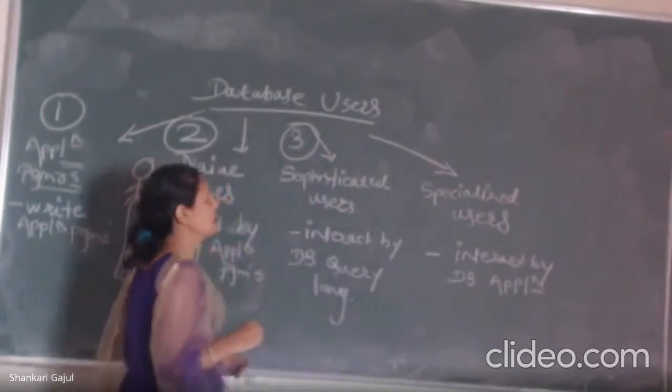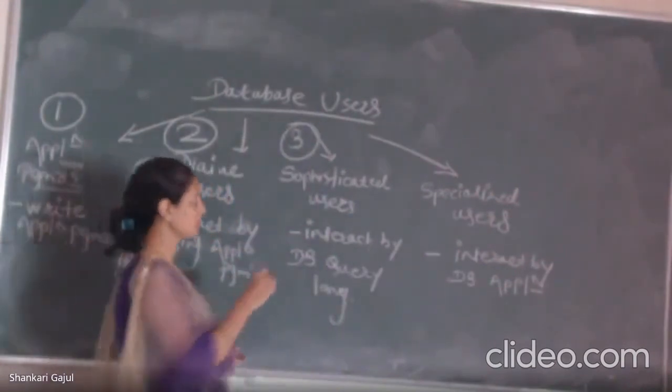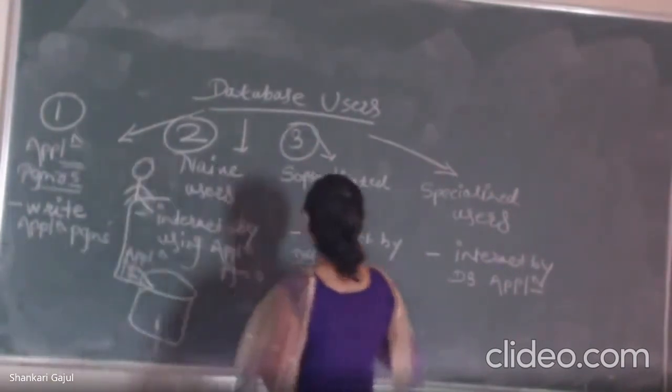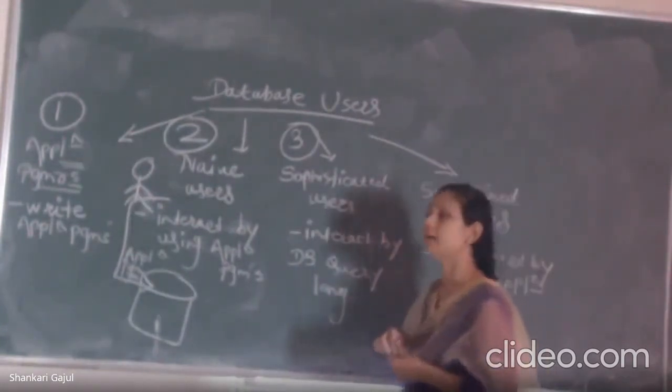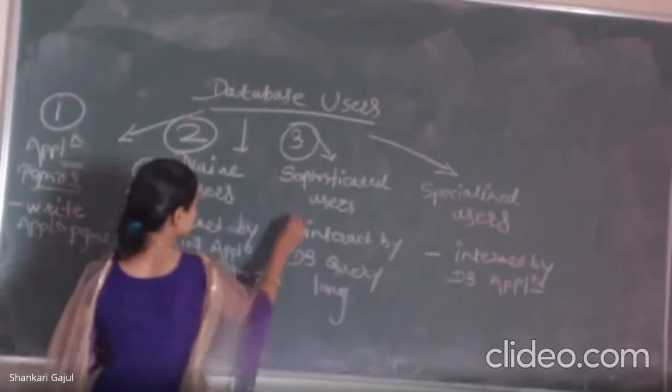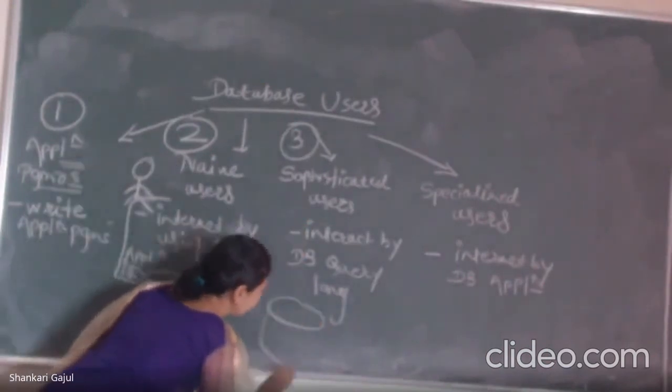So what about the third user? The third user is a sophisticated user. Okay. So the third user is a sophisticated user. This user can also directly interact with the database system.